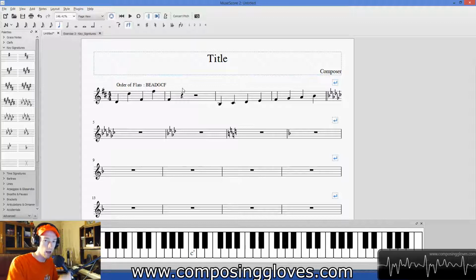Drop your favorite acronym down below or come up with one on your own. The other way is the order of sharps, so F, C, G. And that is the order in which the flats appear by the circle of fifths and the order in which they appear in the key signature.